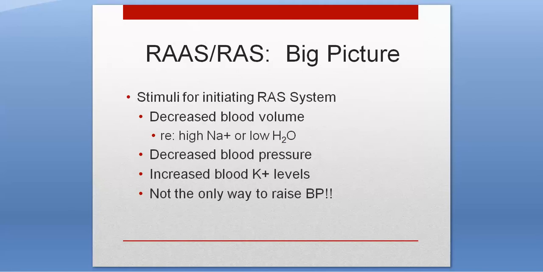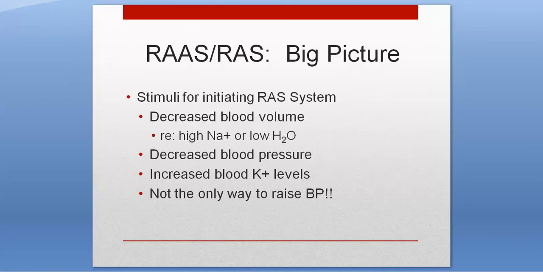If there's a decrease in blood pressure, which could happen for many reasons, the central nervous system isn't working properly, an increase in blood potassium levels will also stimulate the system. And in this case, the increase in blood pressure that ultimately results is to force more blood to the kidneys so that they can filter out more potassium.